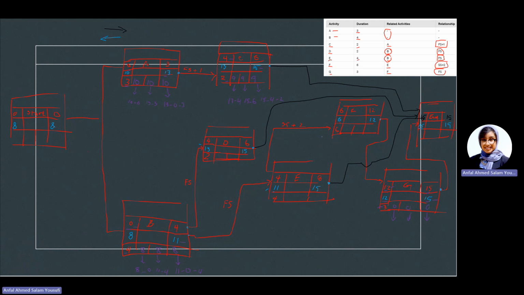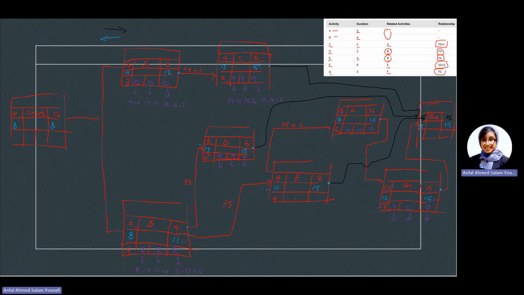Let's do F. So F is 6 minus 6, that is a 0. Finish float is 12 minus 12, that is a 0. And your total float would be 12 minus 6 minus 6, that would still give you a 0. Let's do D. D is 13 minus 4, that is supposed to give you a 9. And your finish float is 15 minus 6, that is a 9. And your total float is 15 minus 4 minus 2, that is supposed to be a 9.